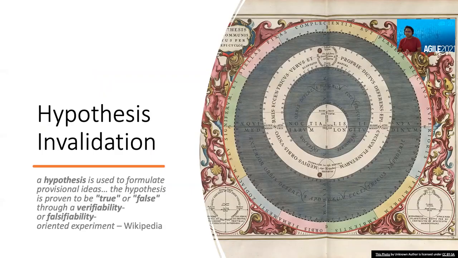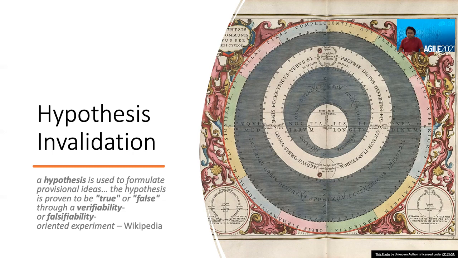Let's understand what hypothesis invalidation is. A hypothesis is practically a statement that we make that, you know, something is going to work. And that's usually what we have to assume with a lot of software and product, right? We just have to believe. We make a change and we believe that this is what is going to happen. And for such a statement, there's usually a verifiability aspect to it and a falsifiability aspect.